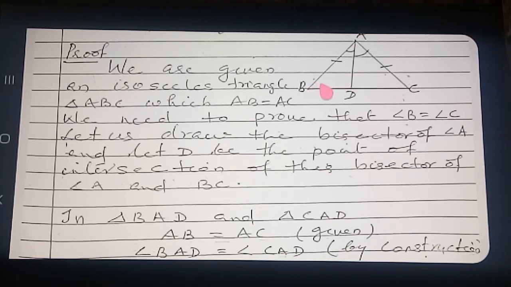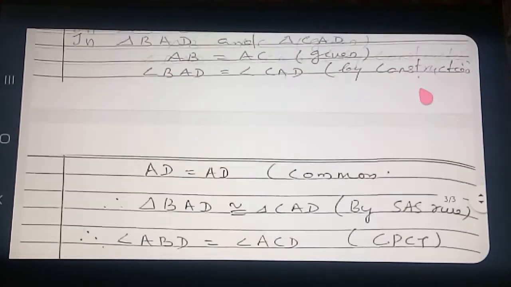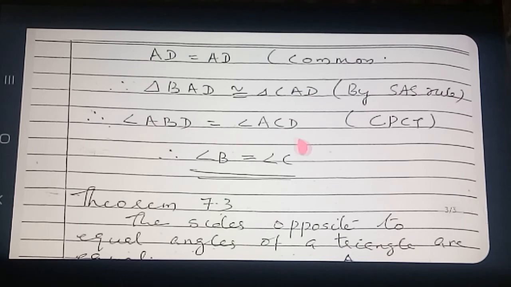So what can you say? Angle ABD equals angle ACD. Angle ABD is the same as angle B and angle ACD is the same as angle C. That I have written on the side. See. So angle ABD is equal to angle ACD. What's the reason? CPCT, corresponding parts of congruent triangles. Okay. ABD. Here also, how are we starting?